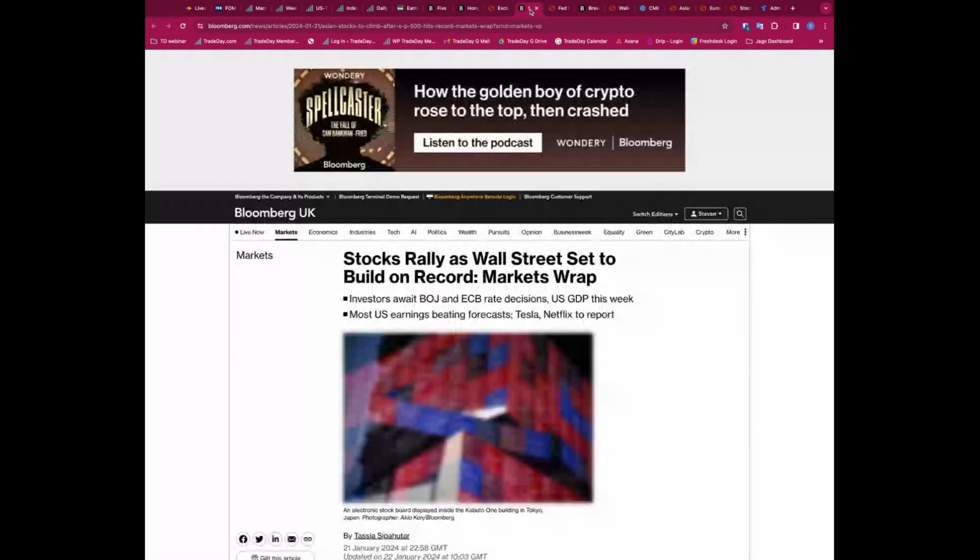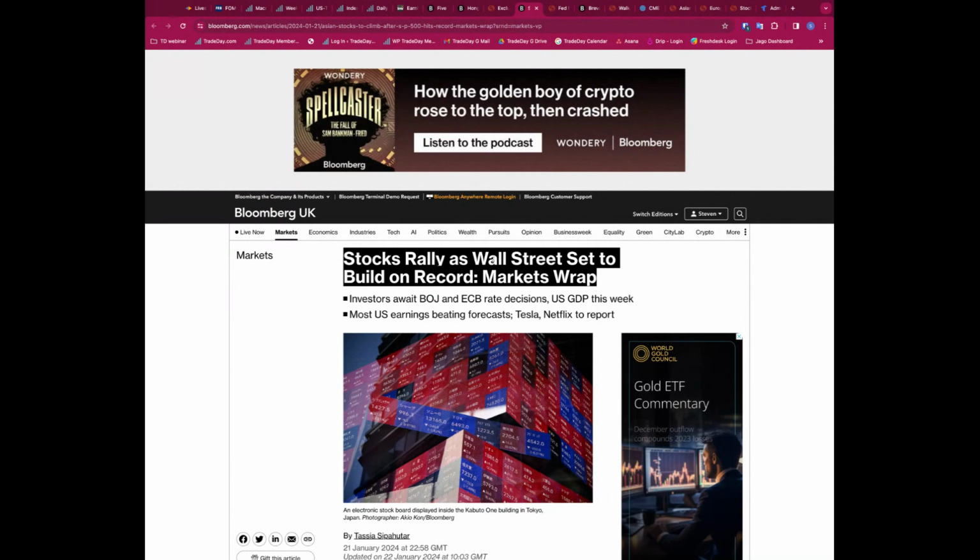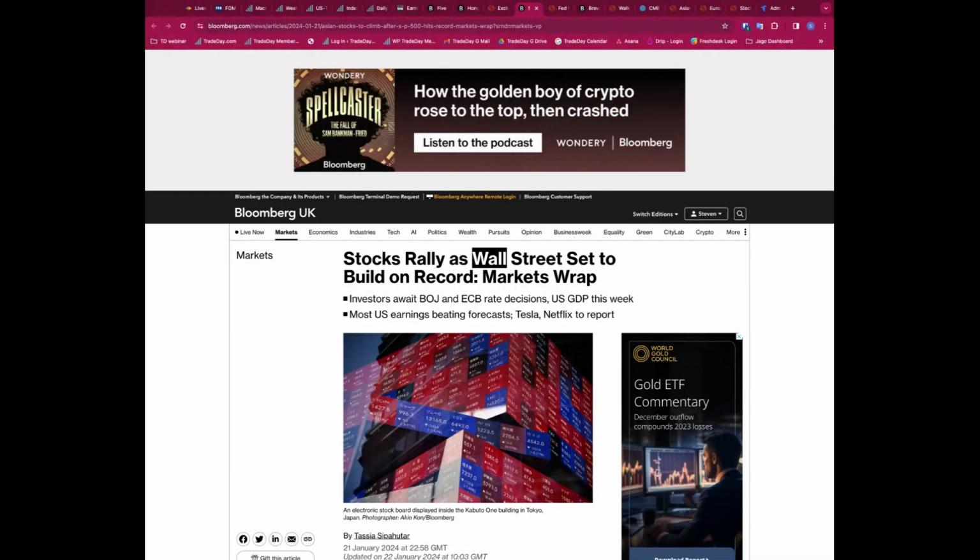That's what I've been mentioning there. But then elsewhere, particularly in the US, stocks are doing particularly well, rallying to record levels. Say BOJ, ECB, as we said, US GDP this week. Most US earnings are beating forecasts, and we've got Tesla and Netflix to report. So we've mentioned all that already.